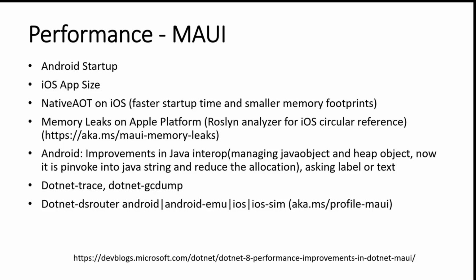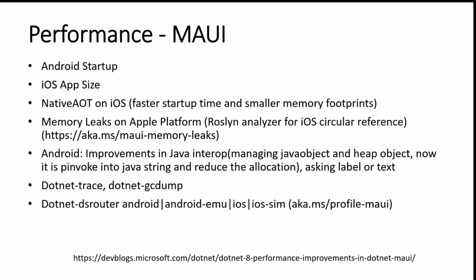And then you have .NET Trace and .NET GC dump, which already exist, but now they have a .NET DS router, which works with the Android emulator and the iOS simulator. What it does is let you communicate with the remote object where .NET is running and then collect those traces. So you can now, without having .NET installed, create all those things as if .NET is running locally.